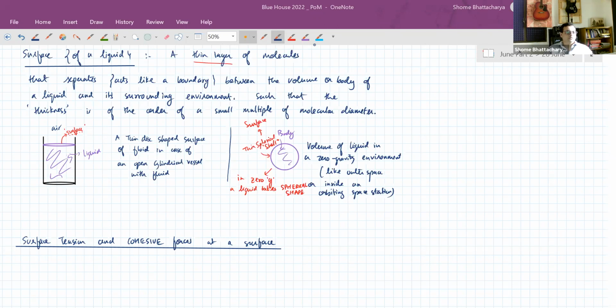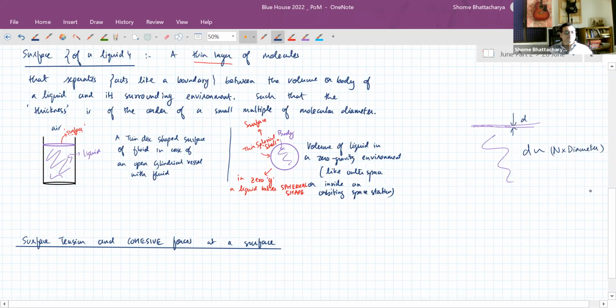Okay, the meaning of this statement, the order of a small multiple. That means if you take the thickness of the liquid layer, like you imagine this is the thin layer of liquid at the surface, which we are calling the surface actually. The surface is this thin layer. So the thickness of this layer is D. So D's order of magnitude is some n times the molecular diameter, where n is a small number, like 10 or 12 or something like that. So it is very small in thickness.